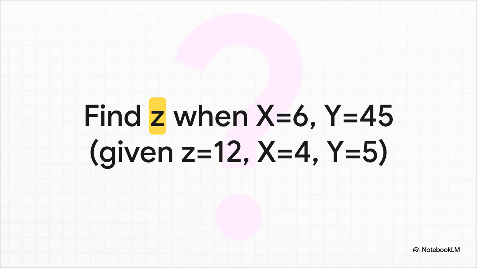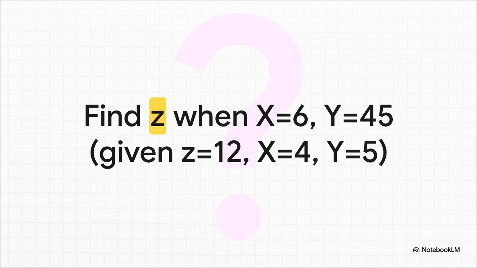All right, let's jump straight into the deep end with this WAEC question. We need to find our target variable z using the clues they've given us. The problem states, a variable z varies directly as x and inversely as y. If z equals 12 when x equals 4 and y equals 5, find z when x equals 6 and y equals 45. And we've got four possible options here. A is 2, B is 1 over 9, C is 112.5, and D is 15.